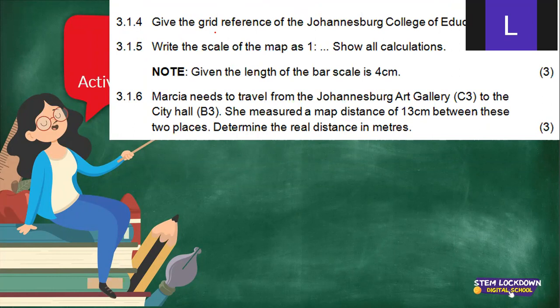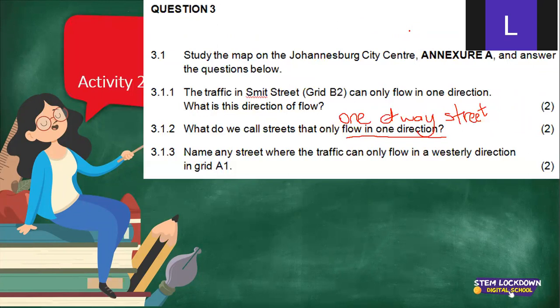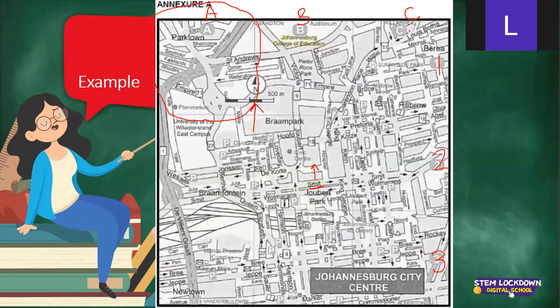Question 3.1: Give a grade reference of Johannesburg College of Education. What is the grade reference of Johannesburg College of Education? On the map, you need to look for Johannesburg College of Education. So let's go back to our map. This one will be tricky, so I'll help you. There it is. Hopefully you can see. This is the Johannesburg College of Education. Which grade is it? Give me that grade reference.